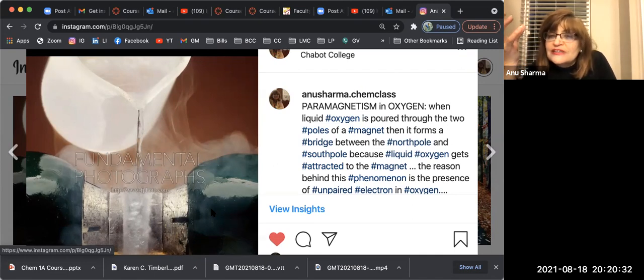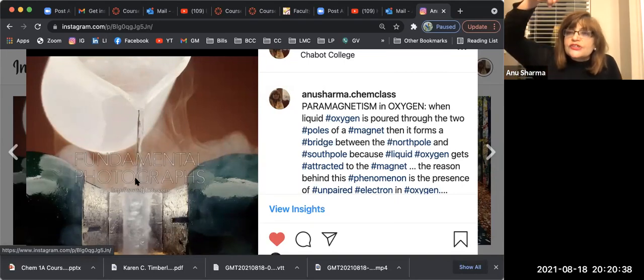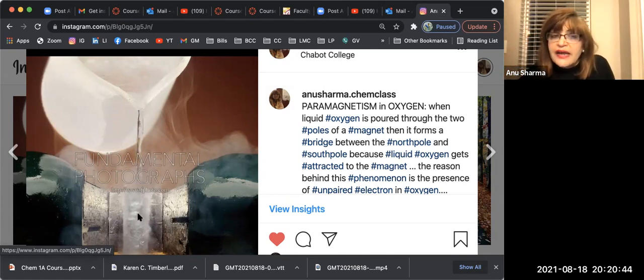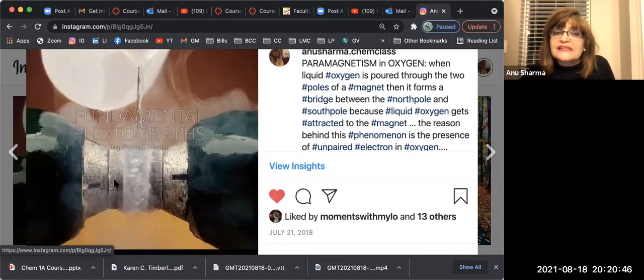So you take oxygen, you cool it, make it into a liquid. So this is liquid oxygen. And you just pour it down between these two poles of the magnet. It gets stuck here. It's stuck in between the two poles of the magnet. That means it's attracted to these two poles.